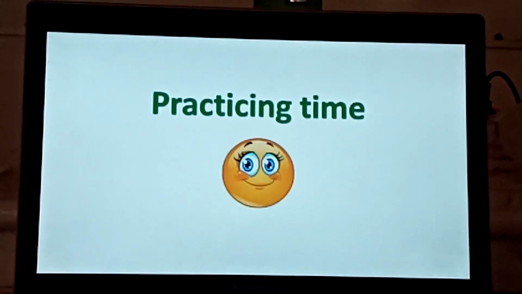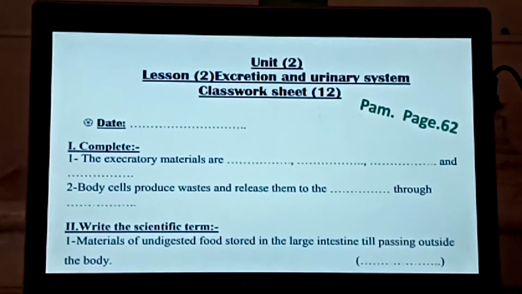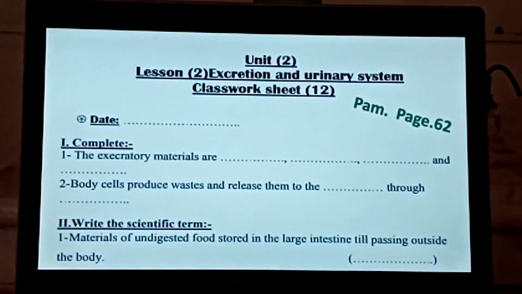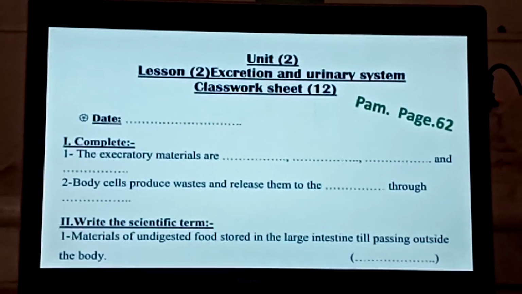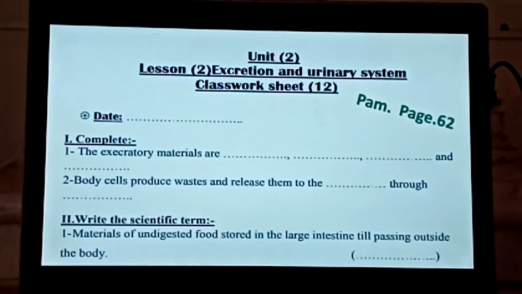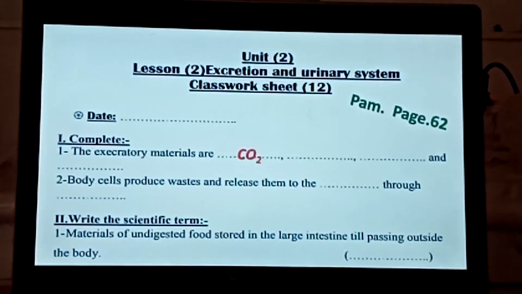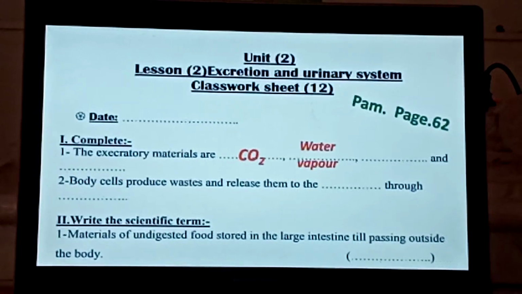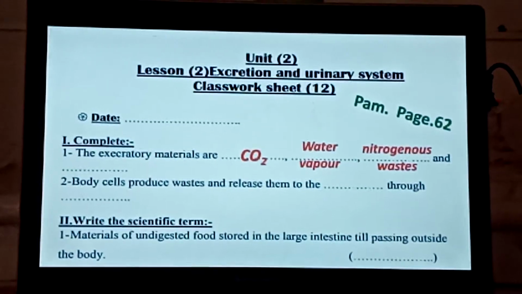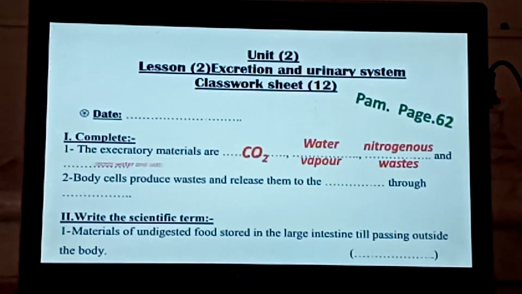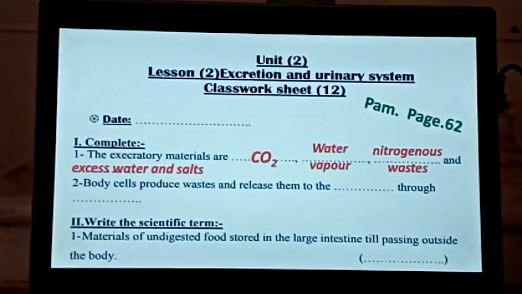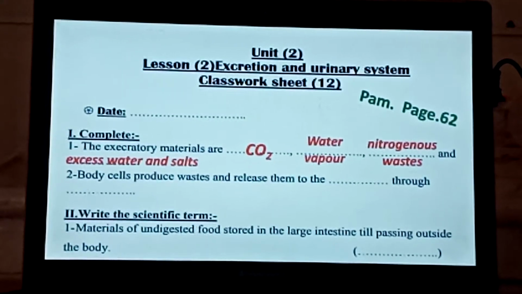Now the practicing time. We are going to open page 62 in the pamphlet, class worksheet number 12. The first question, complete. Number 1, the excretory materials are, what are the excretory materials? They are carbon dioxide, water vapor, nitrogenous wastes, as we said, nitrogenous wastes are urea and uric acid, and excess salts and water. So, the excretory materials are carbon dioxide, water vapor, nitrogenous wastes, excess water and salts.